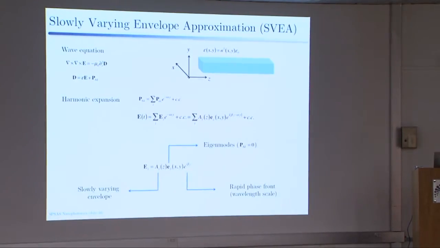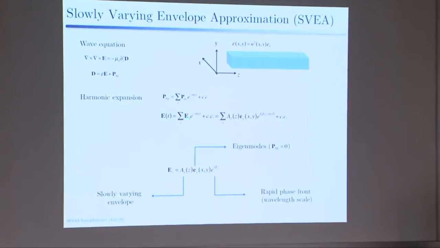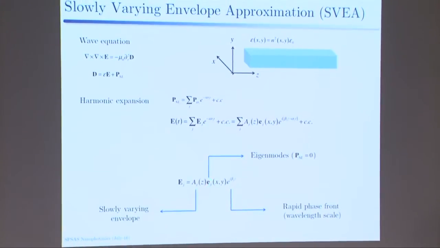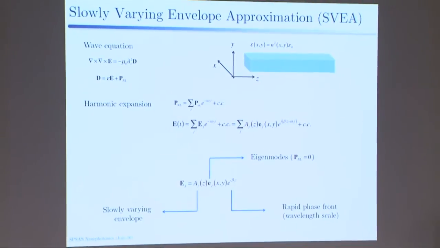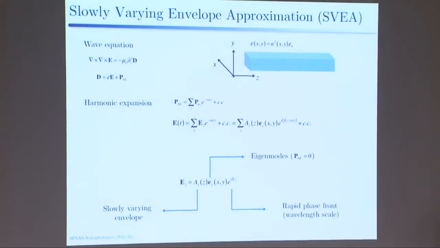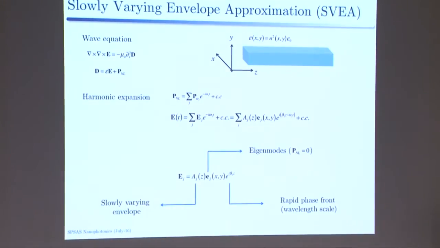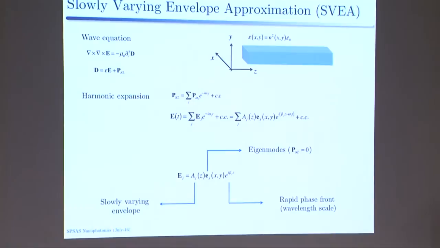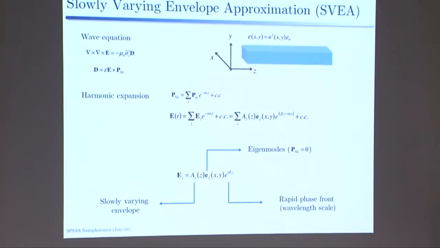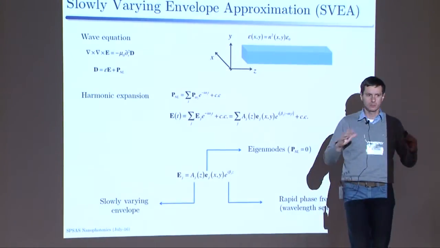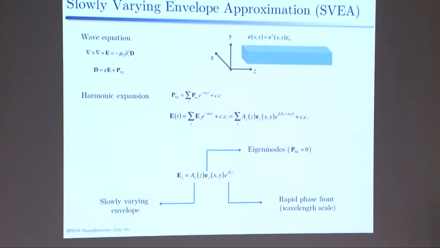And I'm just going to write this as A e_j. Small e is the eigenmode. It's the solution of the waveguide when there is no nonlinear polarization. For example, in an optical fiber, it's sort of a Gaussian field distribution. In a rectangular waveguide, you will see, you have some examples later here, you have a certain field distribution. So think about this as the field distribution that propagates along the waveguide without changing when it's a linear material. And A is an amplitude that is going to vary along the length.